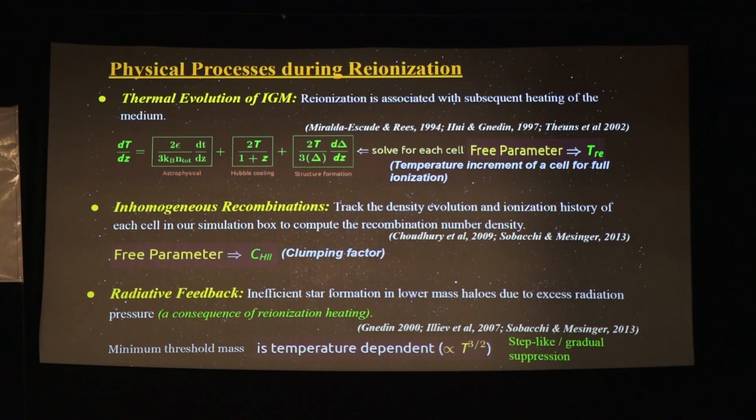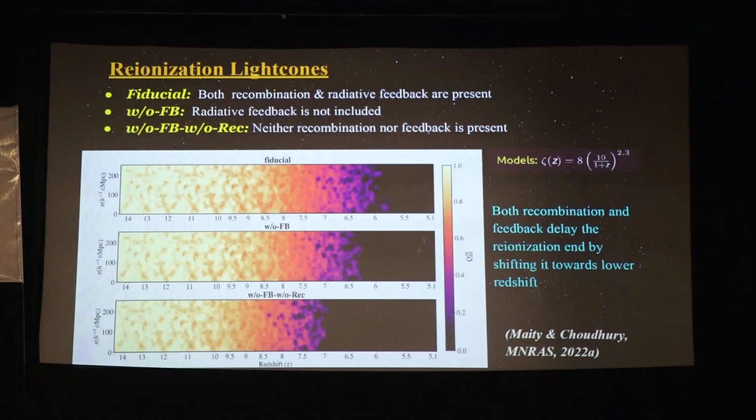So this needs to be included in the model, and in general it is modeled with a minimum threshold mass which is temperature dependent. So if we are able to compute the temperature, then we automatically model the radiative feedback. Now I will go straight to some of the results.